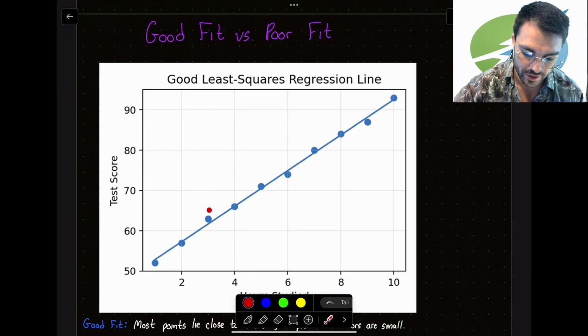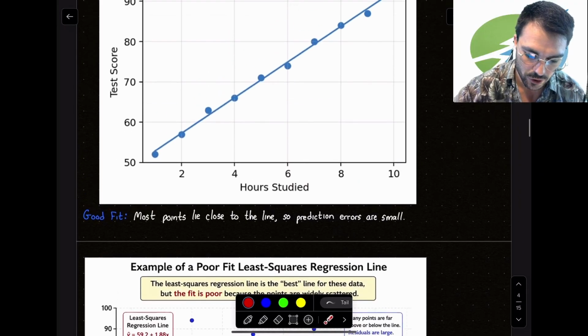So here we have the dots are our observed values. And if we make a line going through them, we could see the line touches almost all the values. And if they don't touch, the dot is very close to the line. Good fit, most points lie close to the line, so prediction errors are small.